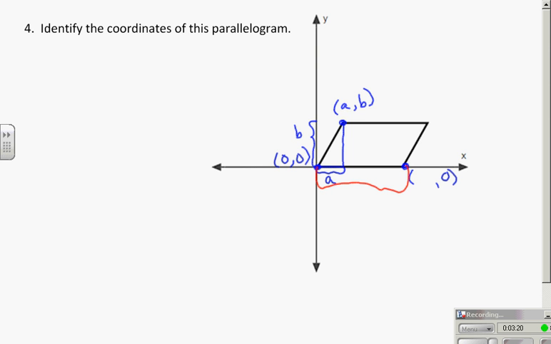Now, to get to this one, I'm going to go over a new amount. I don't know what that is. I'm going to call it C. It's not related to A or B. But I see that I have this right triangle showing up right here. I know the distance from here to here is A because it's the same as right here.